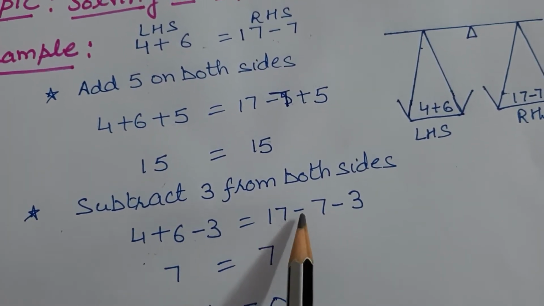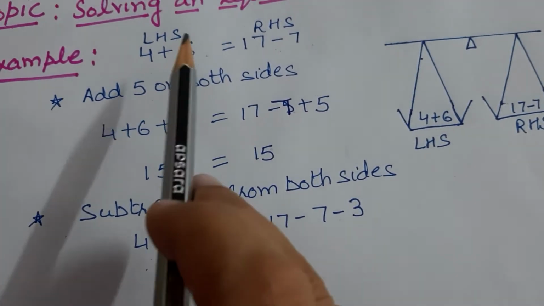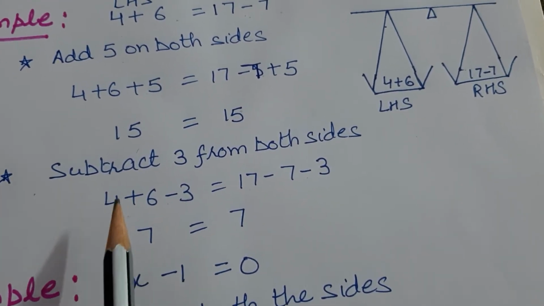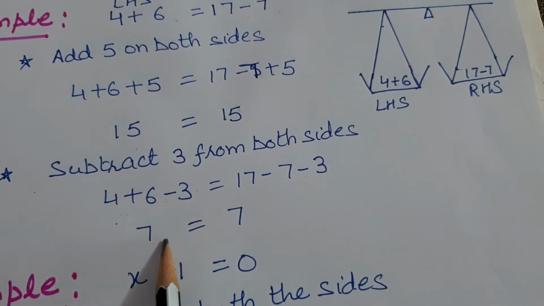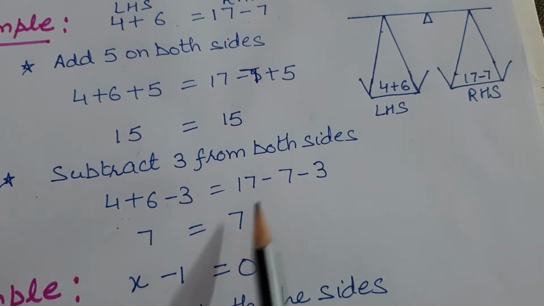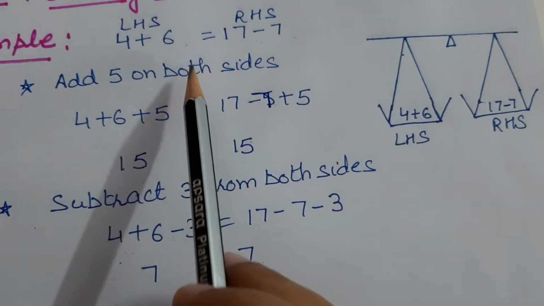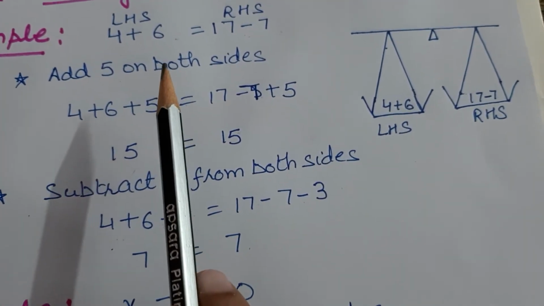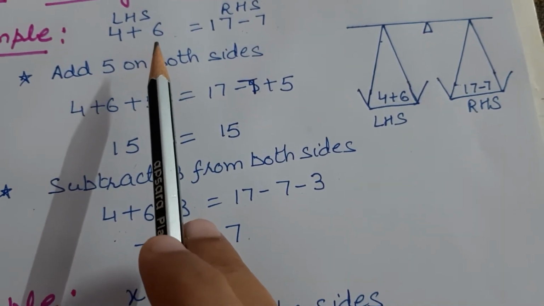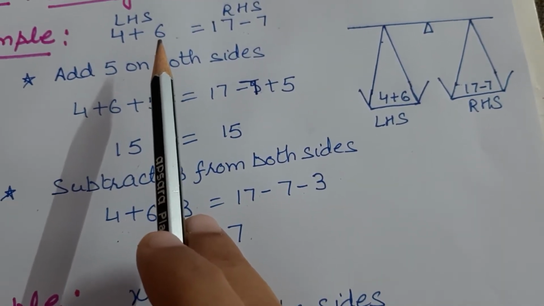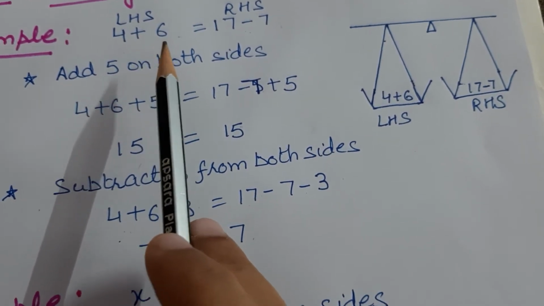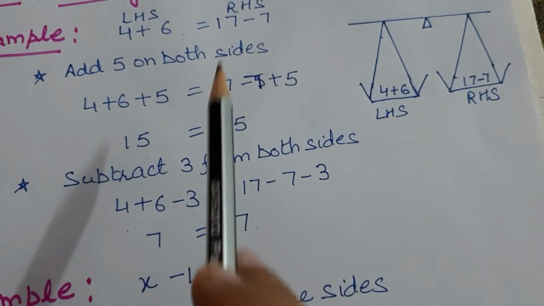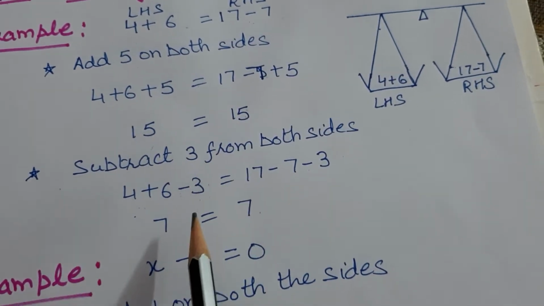is equal to 17 minus 7 minus 3. So I have subtracted 3 from both the sides. Now what are we getting? 4 plus 6 is 10, minus 3 is 7. 10 minus 3 is 7. So students, what have you observed in these two cases? We have observed that if we do any operation like addition or subtraction with the same number on both the sides, there is no difference in the result.